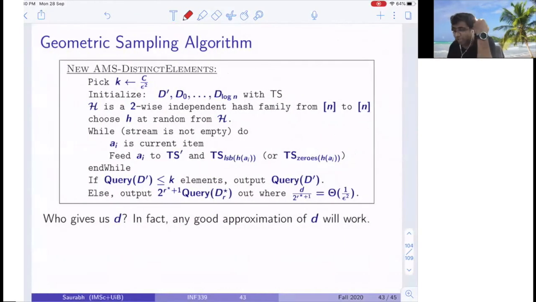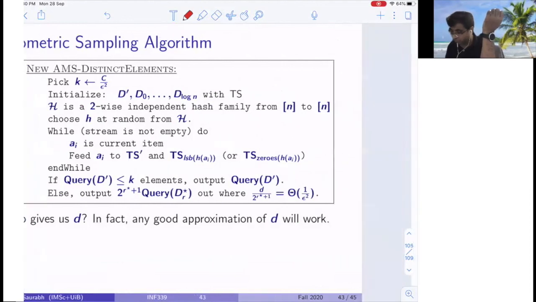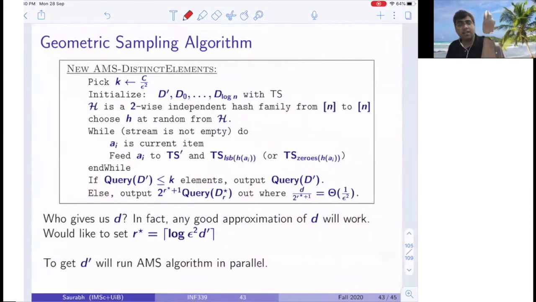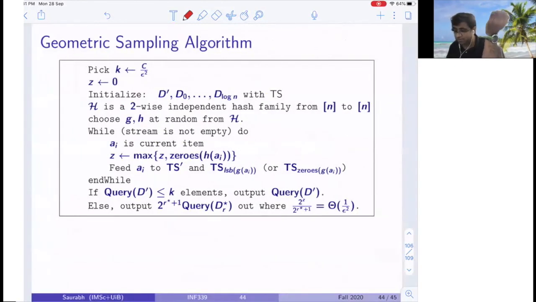Well, in fact, any good approximation of D will work, right? Because all we needed is some constant times 1 over epsilon square. So to get D prime, we'll run the AMS algorithm in parallel. Here is the geometric sampling algorithm where you notice we also have Z as 0. Z stores max Z0 H of AI, and we are running that other algorithm. Now rather than comparing it with D, we are comparing with 2 power Z.